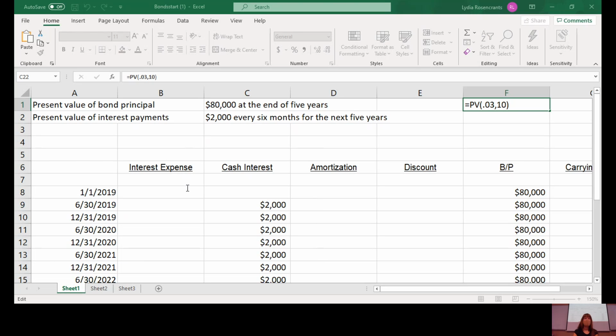And the future value is the amount that the bondholders are going to receive for the principal, which is $80,000 at the end of 5 years. And remember, we have to use that negative sign. I've talked about that before.